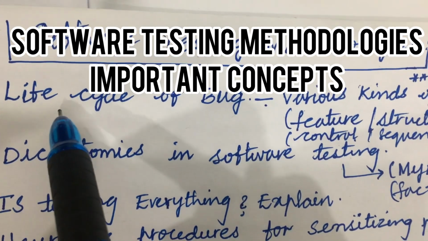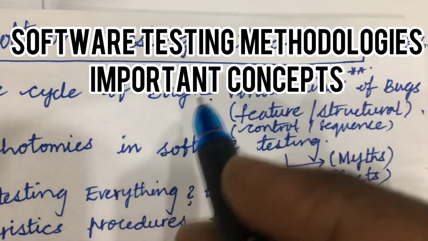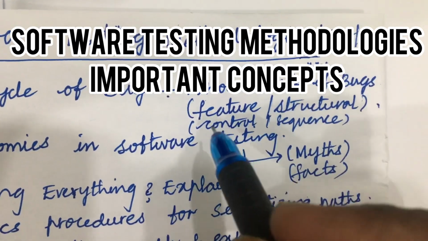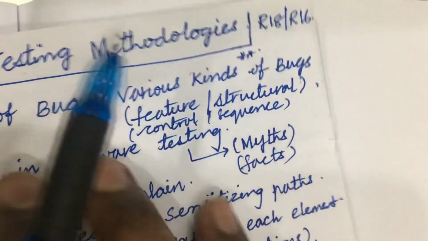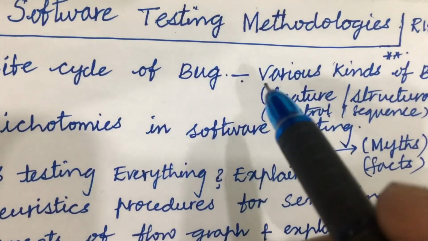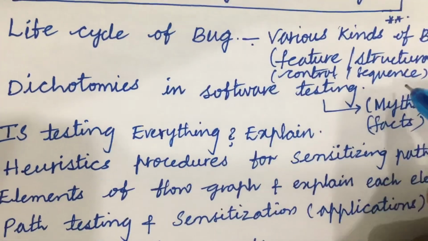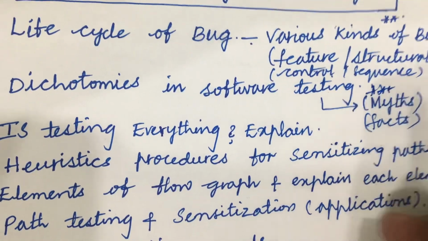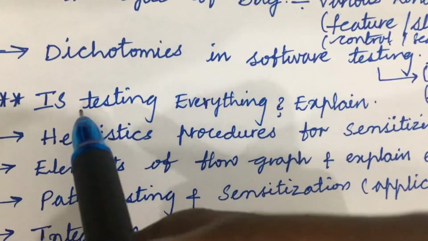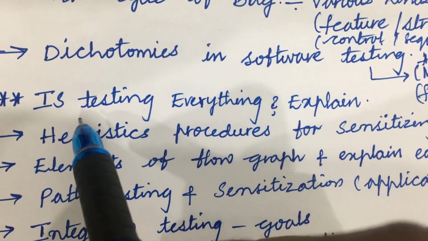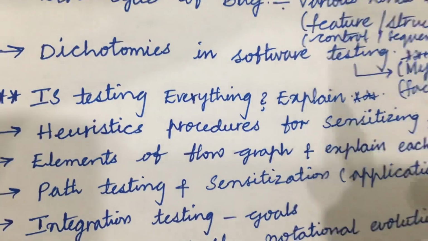a better mark. The first and foremost guaranteed question I would like to let you all know is the life cycle of a bug and its various kinds of bugs such as feature, structural, control or sequence. This is one of the guaranteed questions which you are going to get this time for sure, dear students. Later, dichotomies in software testing is also a very important question, and its myths and facts are also related to it. And one more question that is very much asked all the time: is testing everything? Explain. It is also one of the guaranteed questions which I have kept on top.